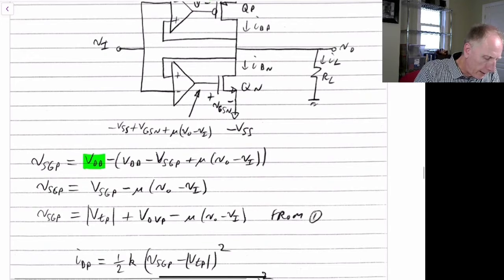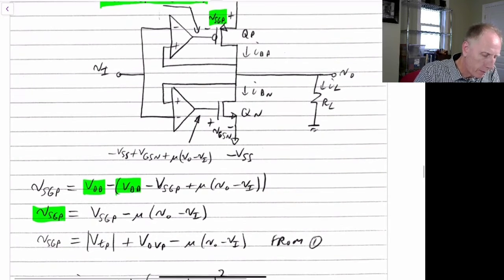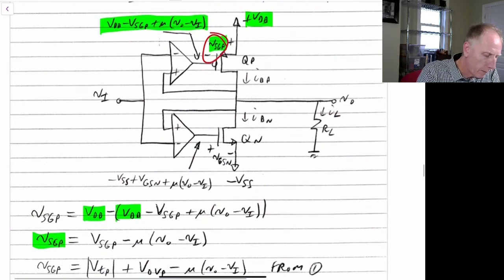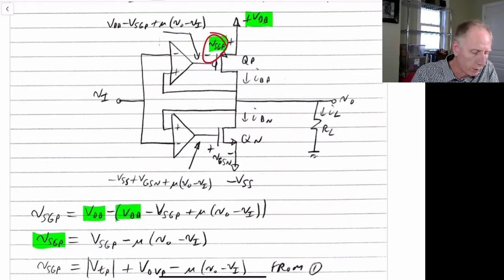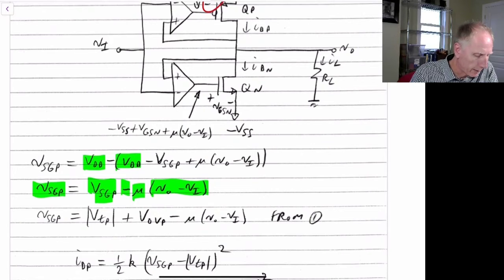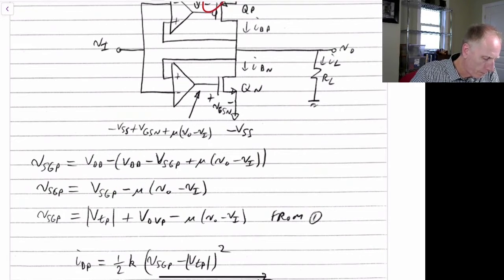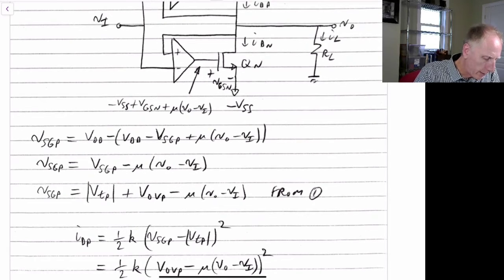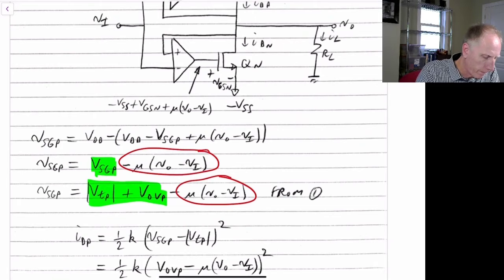So what we see is the VDDs cancel out, and we get that the actual output on this node here, so the actual source to gate voltage on the PMOS transistor is the DC bias voltage minus mu times V out minus VI. So it's what we sort of expected. It's the small signal change on that. So we can then write VSG, which is the bias voltage, is equal to this term here. And then this term here is still shown over here.